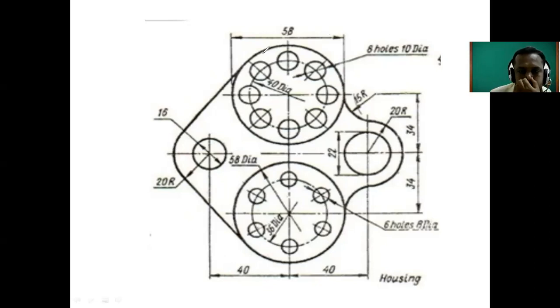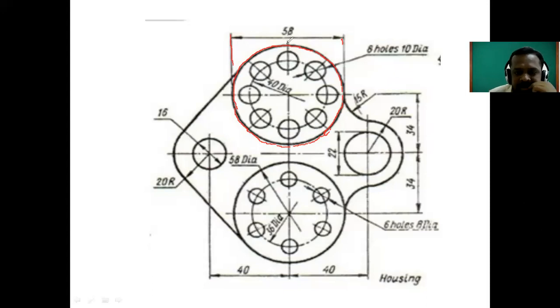See here. What is the diameter of this big circle? Please reply first. Only two students are replying. What about the others? What is the diameter of this circle? They have given a diameter, see here. It is 58. Okay, already they have given the 58.